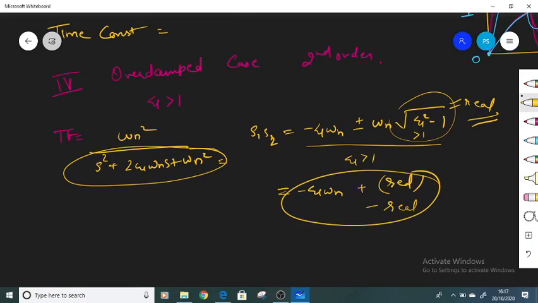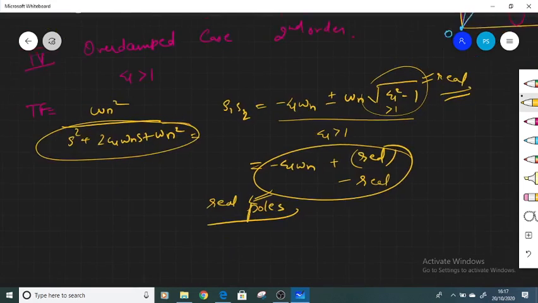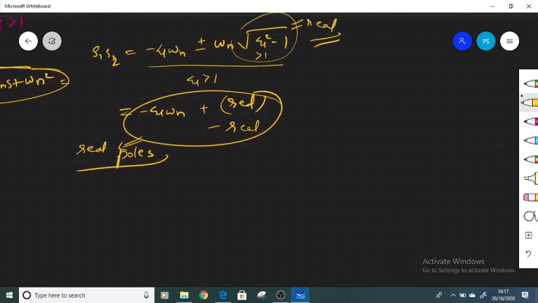This complete thing is going to give me some real poles only. So the output that we are going to get over here is going to be some real poles only. We are not going to get imaginary poles in this case, for the overdamped case. Okay, so there are going to be two poles for the system, in the S plane.